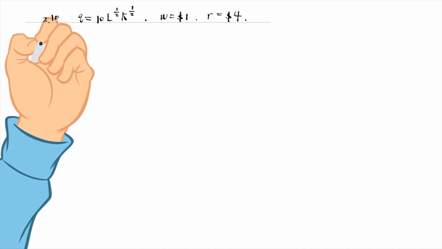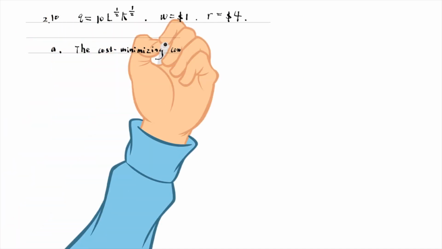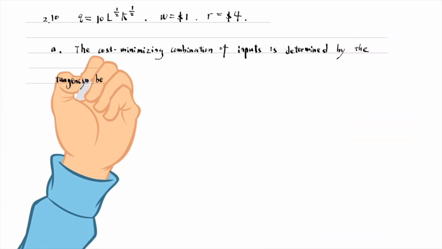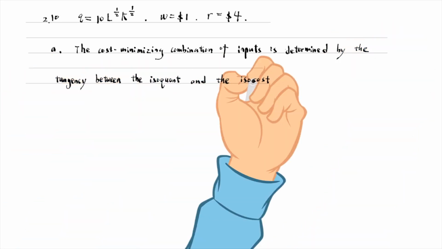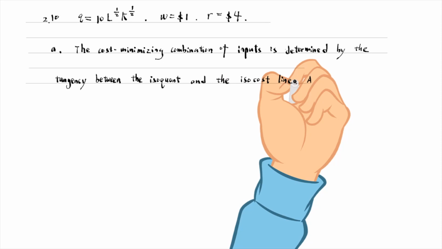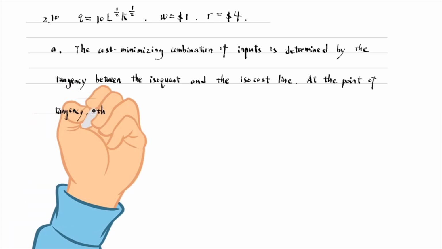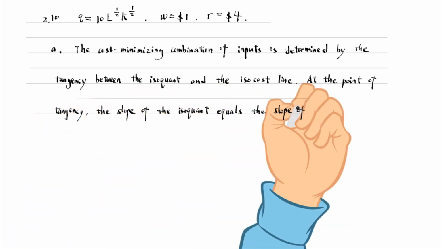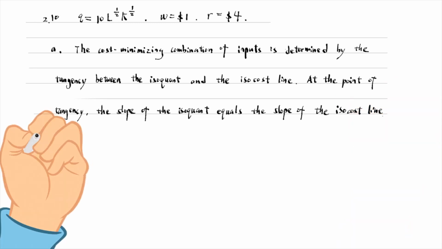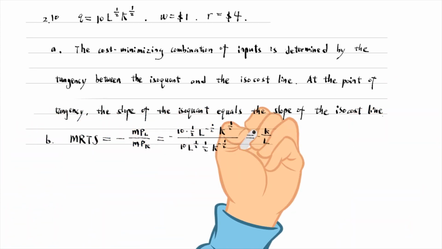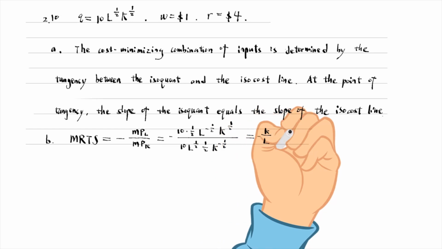In the long run, the cost-minimizing combination of inputs is determined by the tangency between the isoquant and the isocost line. At the point of tangency, the slope of the isoquant equals the slope of the isocost line. The slope of the isoquant is the marginal rate of technical substitution, which is the negative of the ratio of the marginal product of labor to the marginal product of capital.